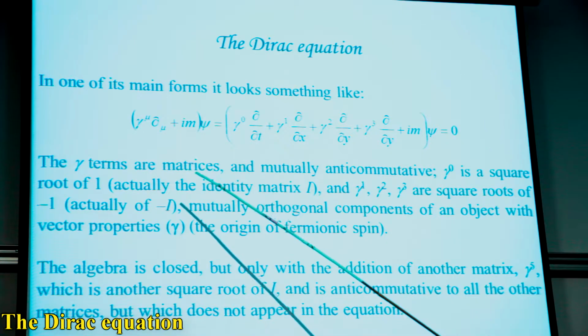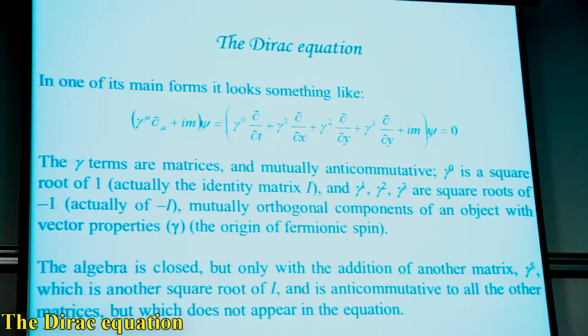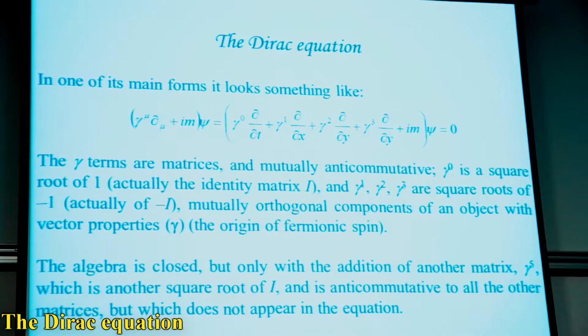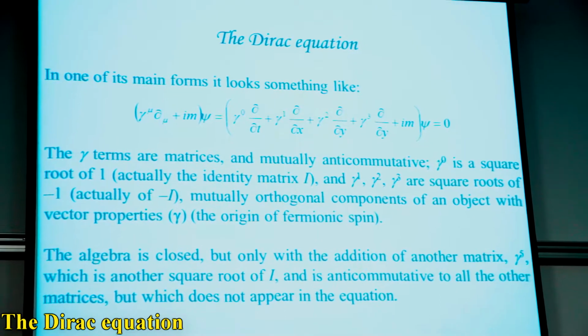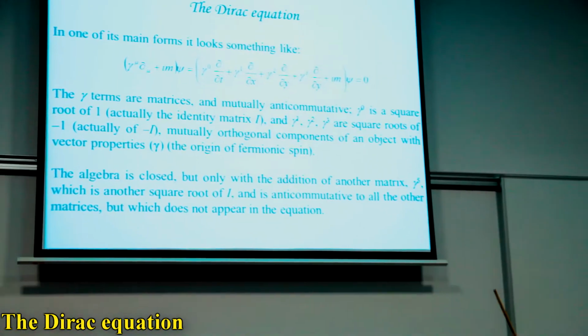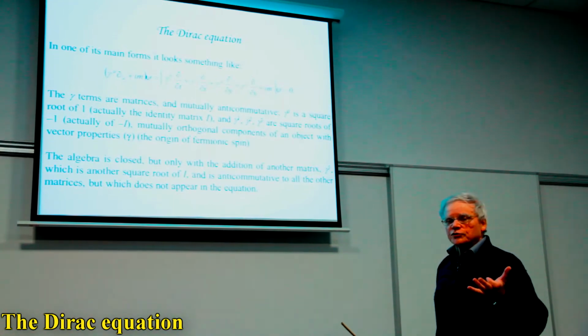Now, these gamma terms are matrices, and they're mutually anti-commutative. And they're all either square roots of 1 or minus 1. So we recognize the Clifford algebra aspect to this, as Dirac himself did. He realized that Clifford algebra could be used for this. But he didn't write Clifford algebra as we would in terms of algebraic operators such as quaternions.